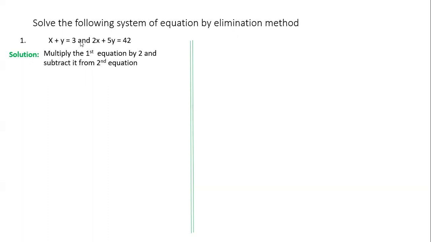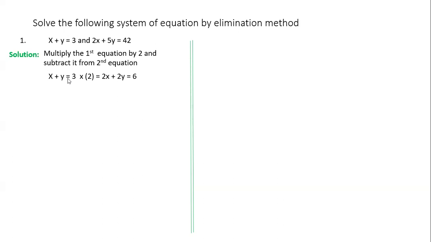This is your first equation. This is your second equation. So multiply the first equation by 2 and subtract it from the second equation. I am going to make this coefficient the same. It is having only 1, and this is 2x. So I am going to multiply this with 2. Once I multiply with 2, here also 2x, we can subtract it and this gets cancelled. So that's why I have written multiply the first equation by 2 and subtract it from the second equation.